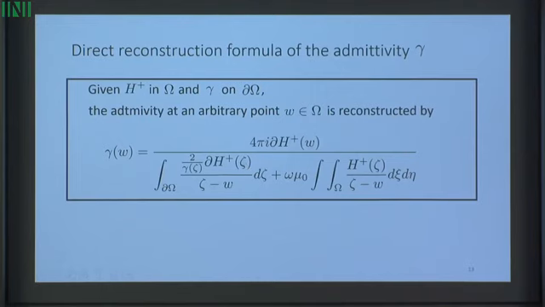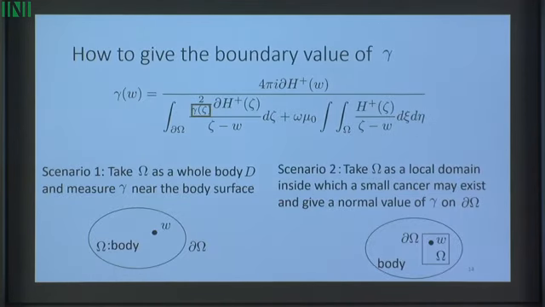And here you might wonder, H plus again is the measured quantity. So if we give gamma on the boundary, then we can compute this one. And you might wonder how to give the boundary value of gamma. So we can consider two scenarios for that.